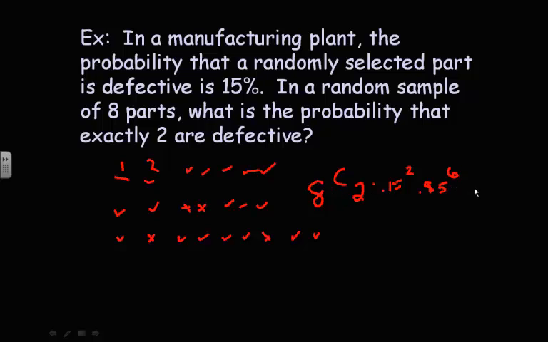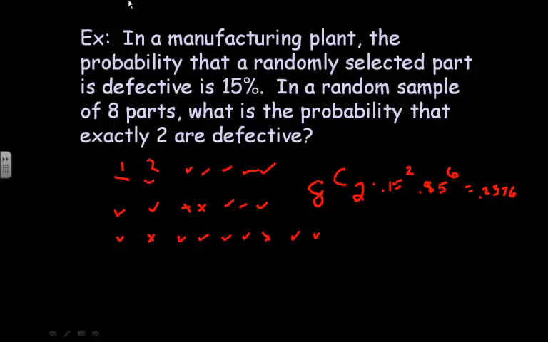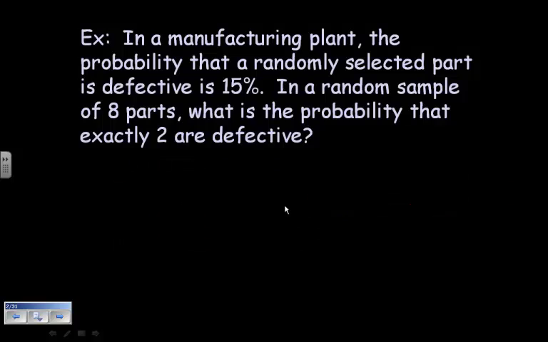So then if we multiply all that together on your calculator, that would give us our percentage, which winds up being 0.2376. So 23.8% probability that this occurs. Alright, so that's one type of problem we're going to be seeing in this chapter.